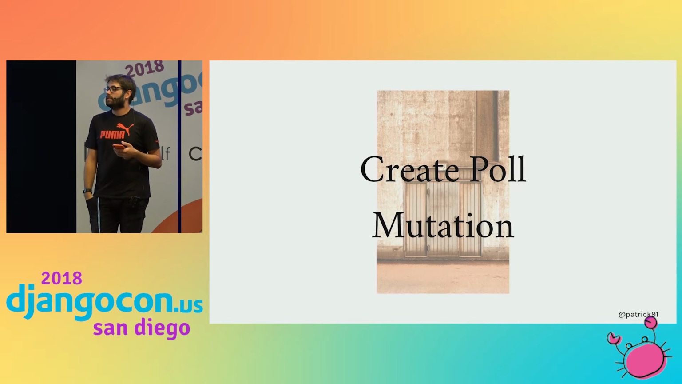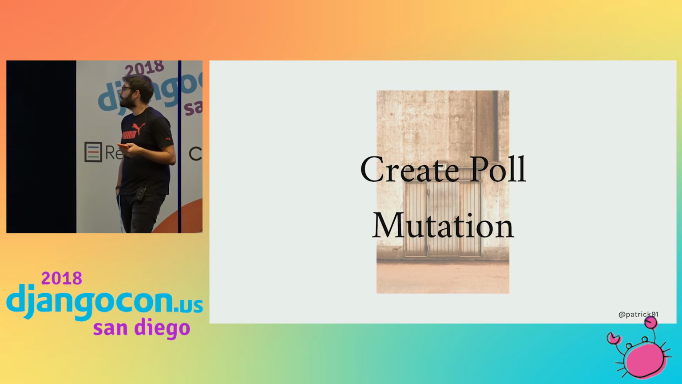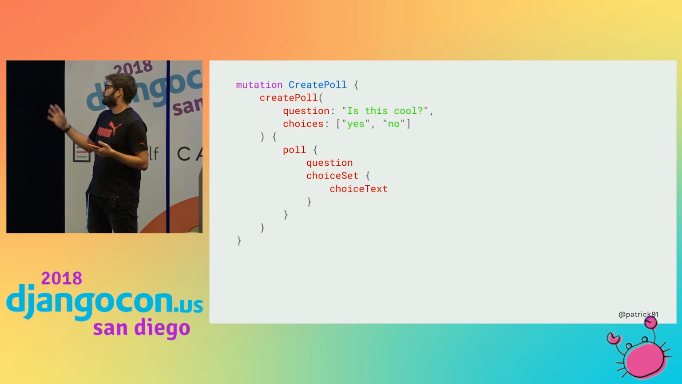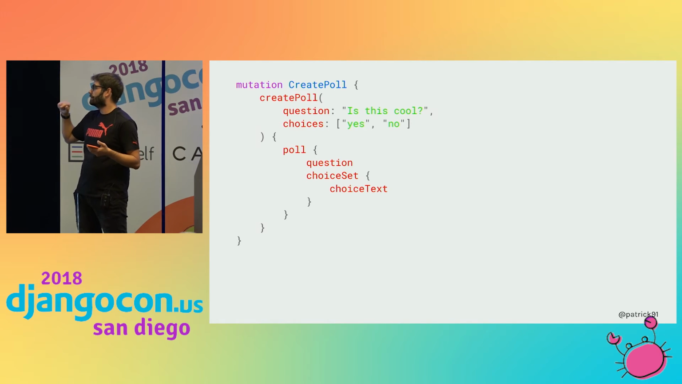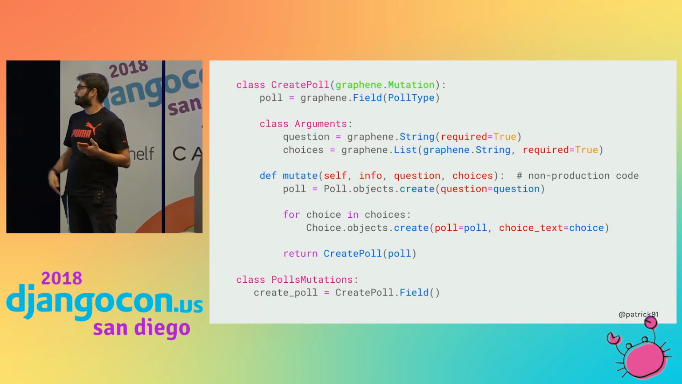Then for the mutation, we can create one that allows us to create a poll. So the document that we can send looks like this. Basically, it's like a function that accepts a question and a list of choices, and then we get back the poll object. And in Python, it looks something like this.